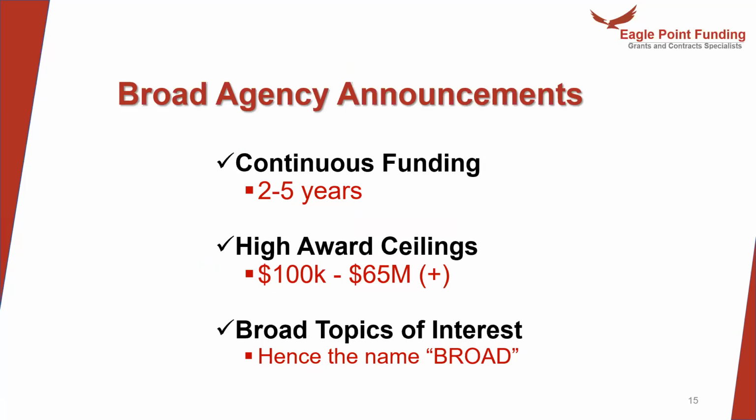Now, broad agency announcements. They have very interesting mechanisms. So it's 2 to 5 years of funding, and the award ceilings could range anywhere from $100K to $65 million. And it's broad. So the topics of interest are very, very broad and varied, and each agency has its own either A, open topics, or B, specific challenges they want met. Broad agency announcements are available as well. You do not have to be in the United States to necessarily get them. In addition, nonprofits and universities can also apply for them.